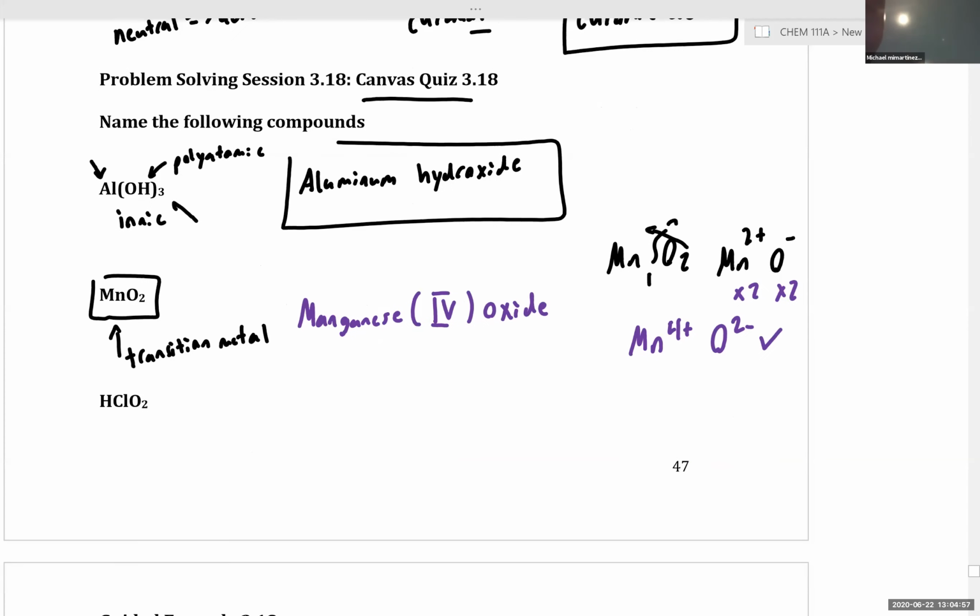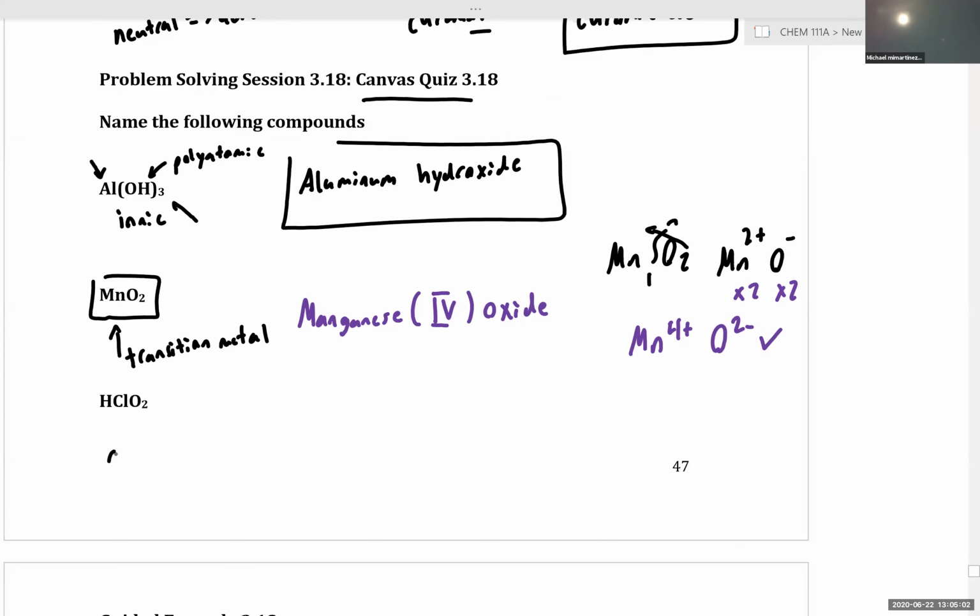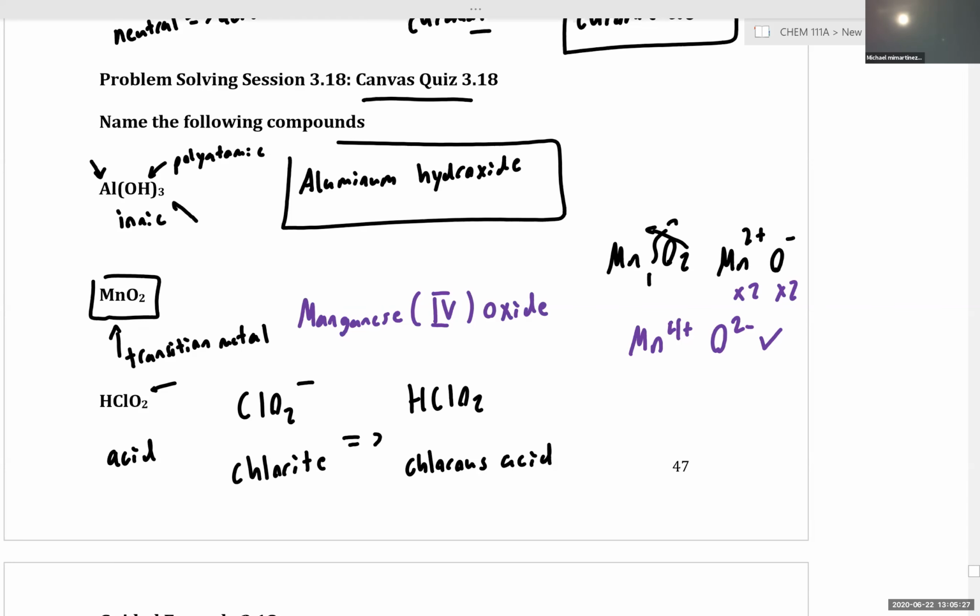Let's do one more example. In this case, we have HClO2. So this is clearly an acid. It's a neutral compound containing only hydrogen and a polyatomic ion. ClO2 is chlorite. So ite turns into ous when we're dealing with an acid. So this would be chlorous acid. Do these examples make sense so far? Any questions on these examples?